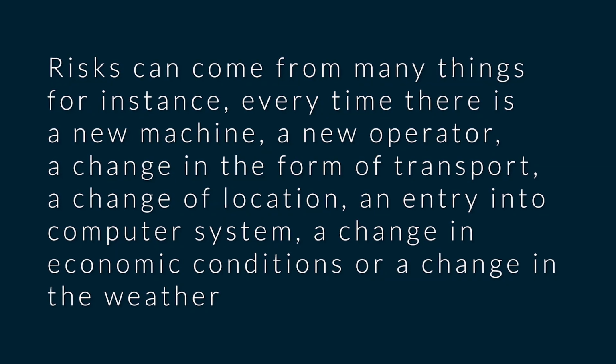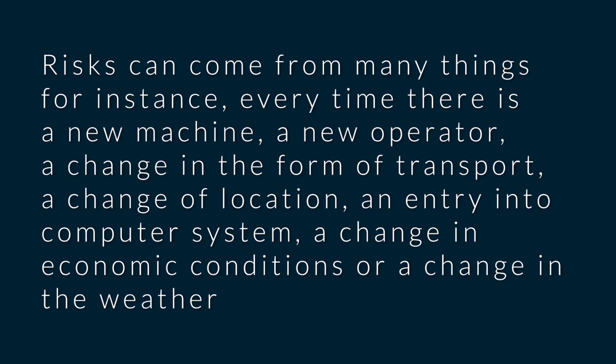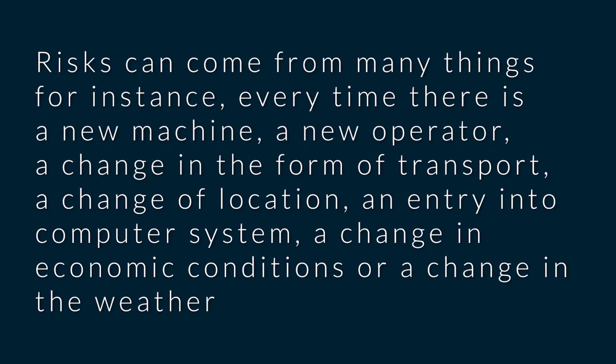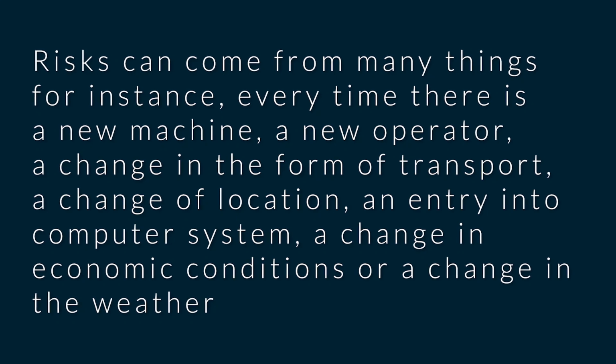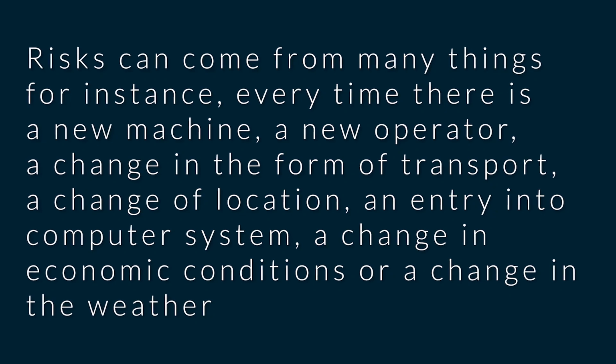Risks can come from many things. For instance, every time there's a new machine, a new operator, a change in the form of transport, a change of location, an entry into a computer system, a change in economic condition, or even a change in the weather, all those point towards some risk event. And in each of those cases, you have to ask yourself, what risk events are we expecting here, and what plans do we have for such? I'm not saying be paranoid. I'm just saying it's business. And the truth is only the paranoid survive. So that's the thing that we're talking about here.